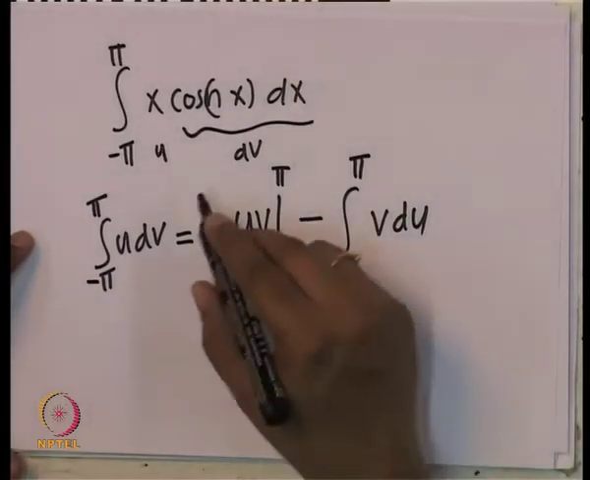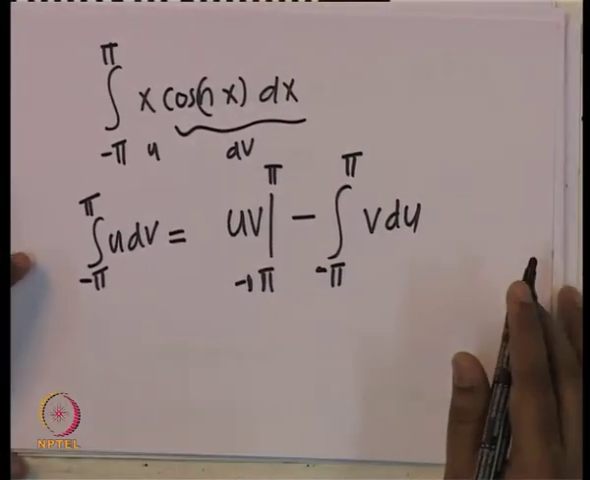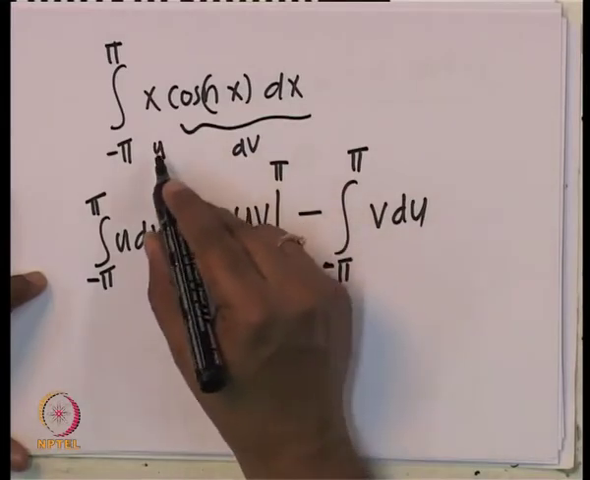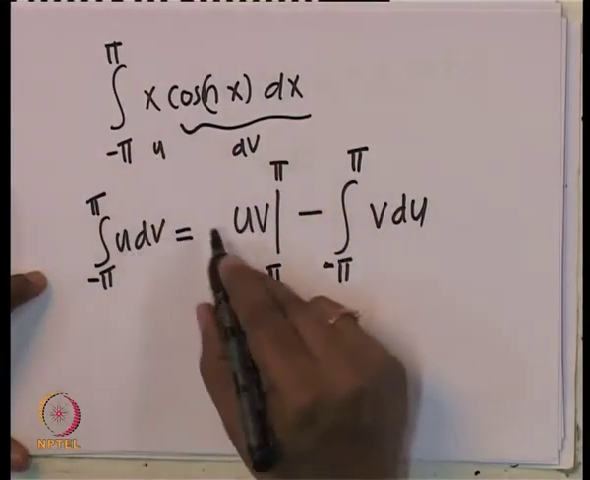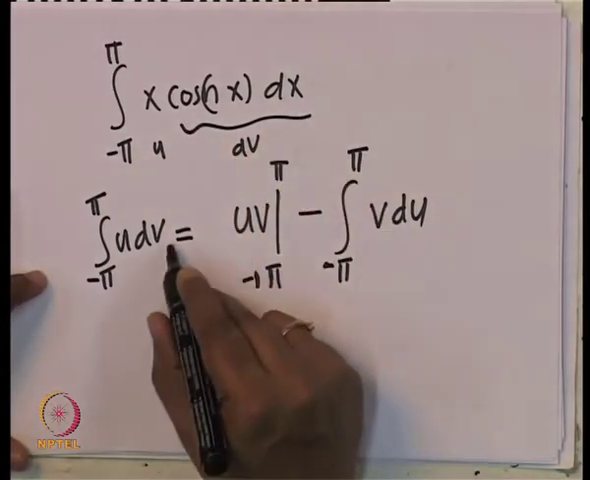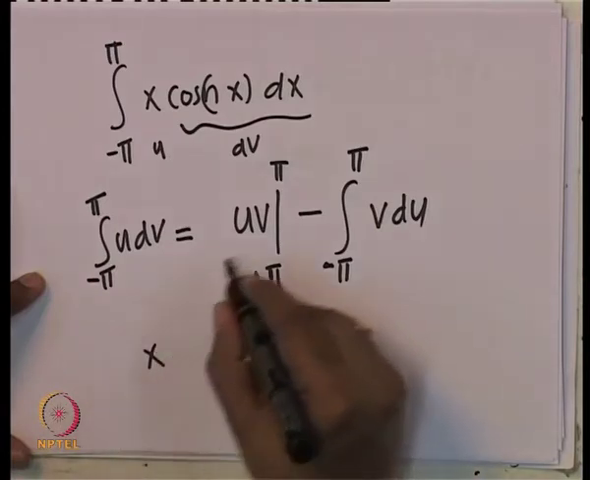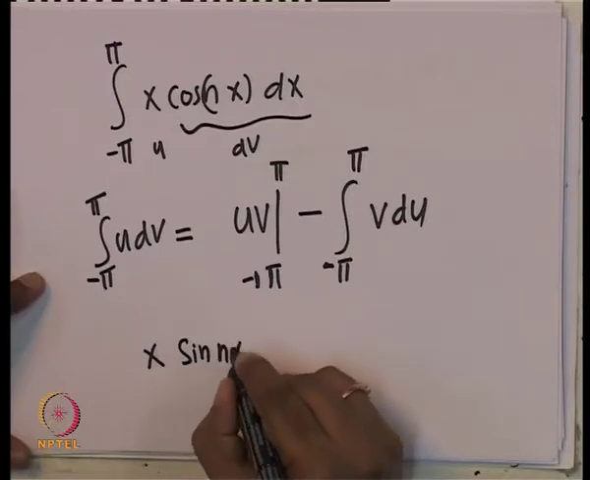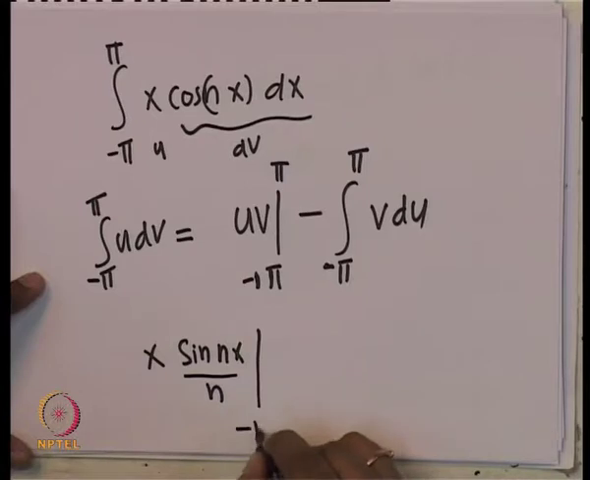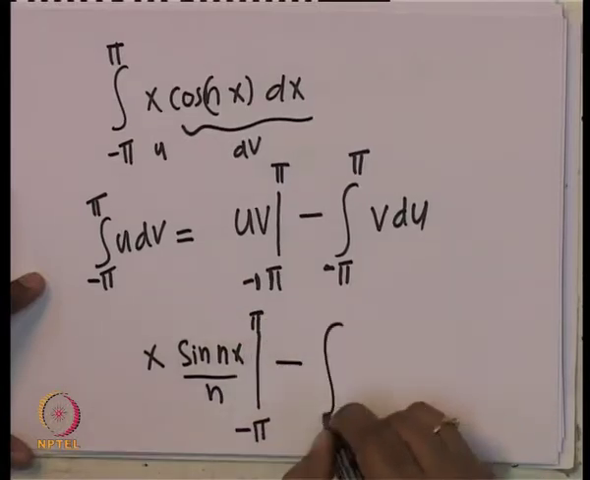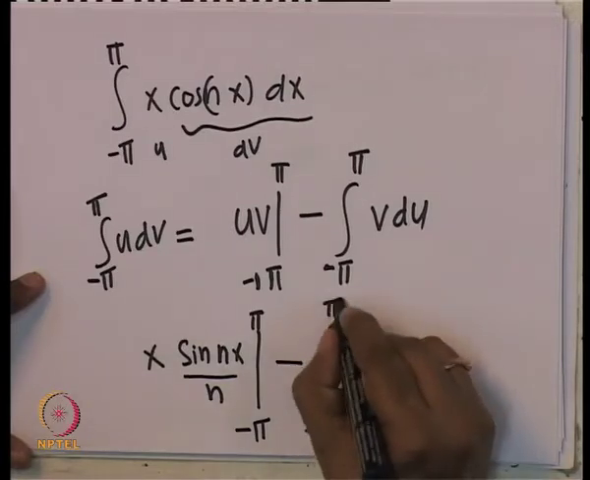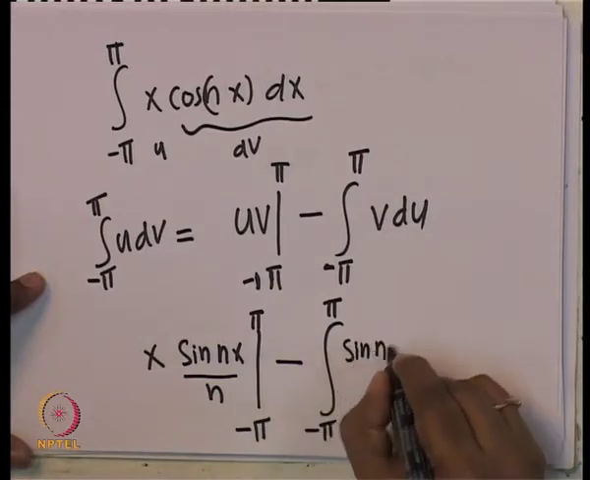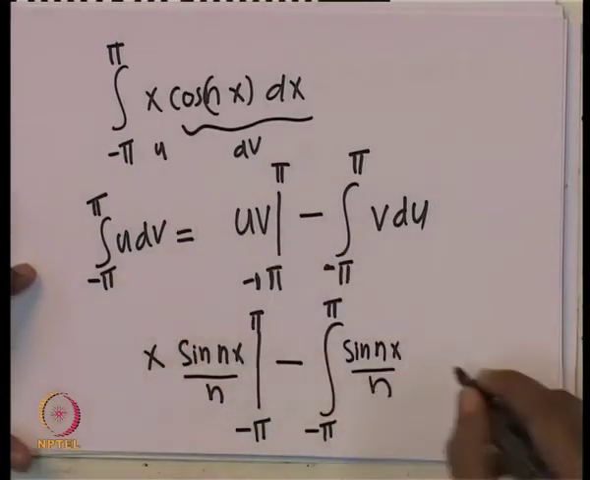So, you can do this by integrating by parts. If you apply this formula, our u is x and dv is cos n x dx. So, this is equal to u v in the limits, that is x times the integral of cos n x, which is sin n x by n, in the limits minus pi to plus pi, minus integral of v du, where v is again sin n x by n and du is 1.